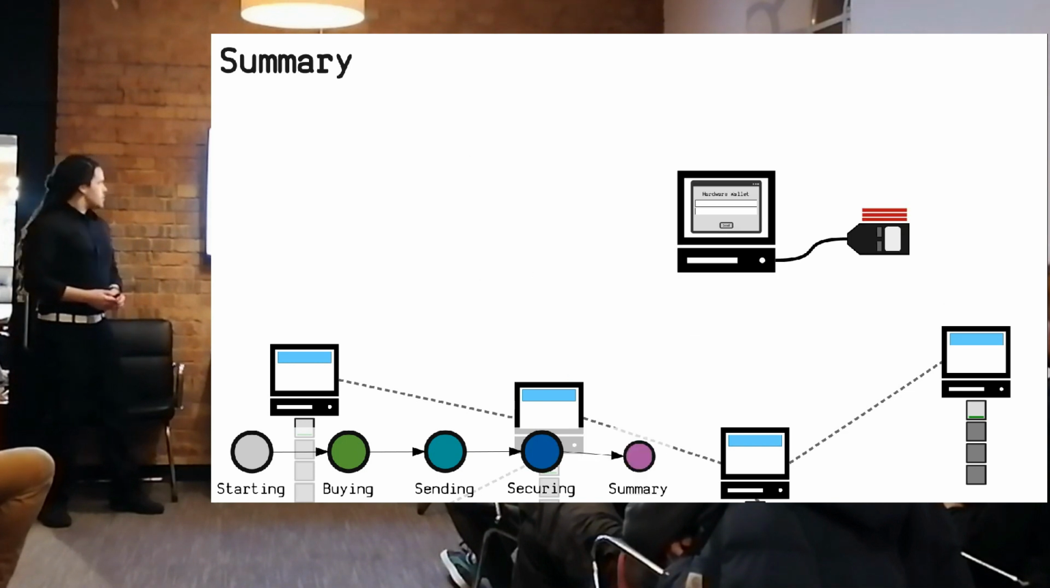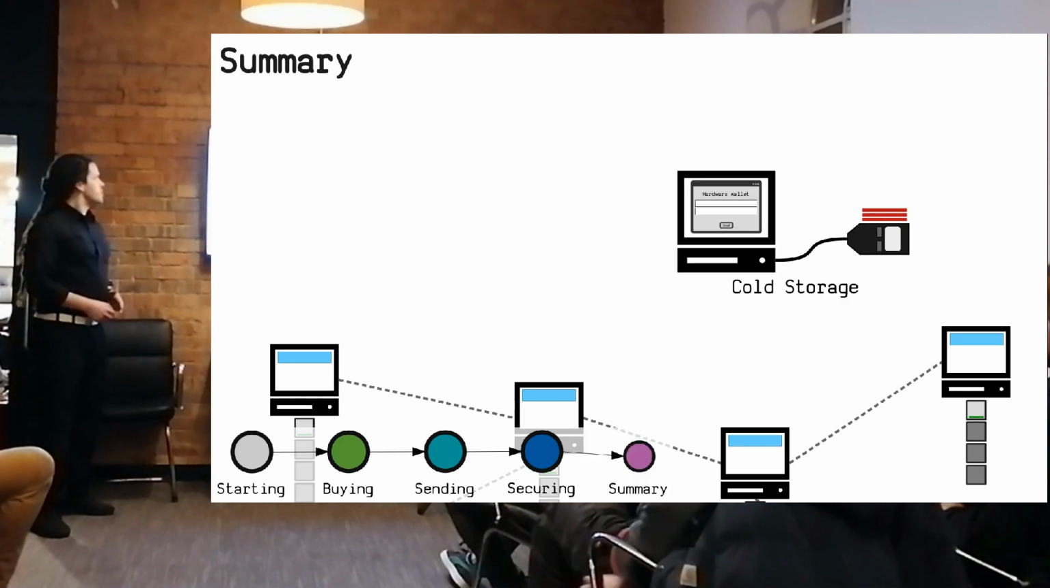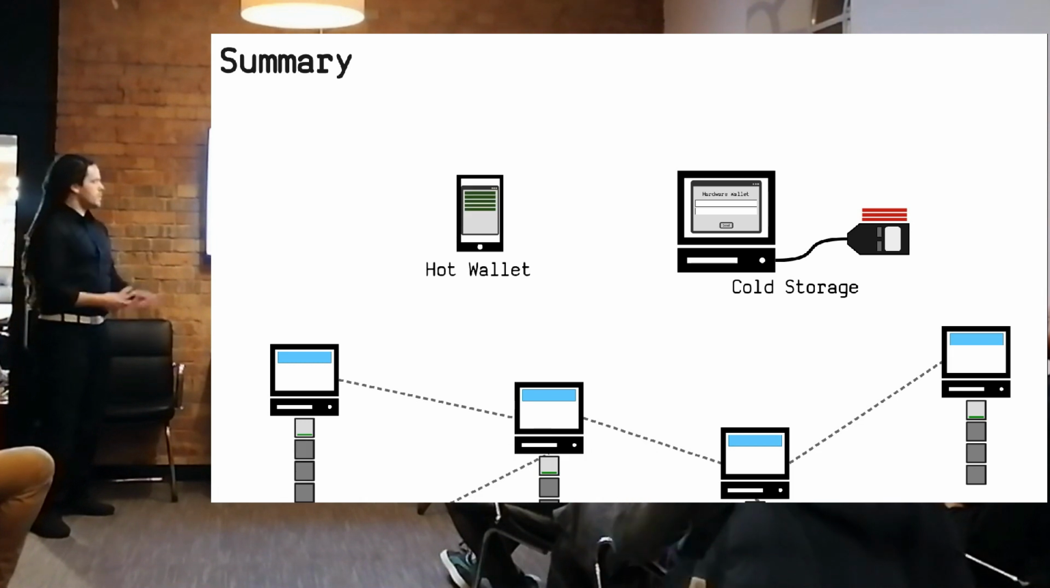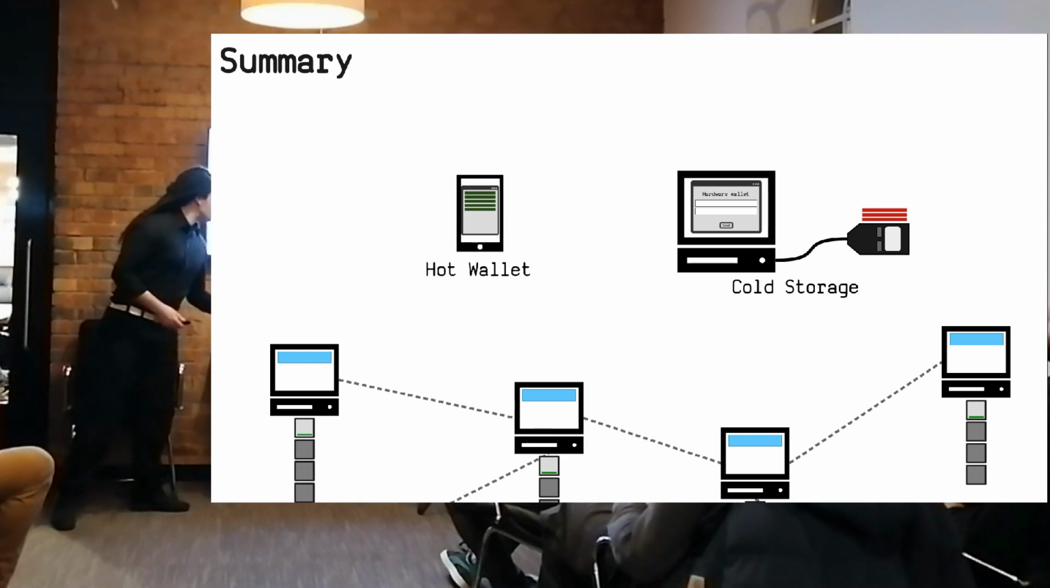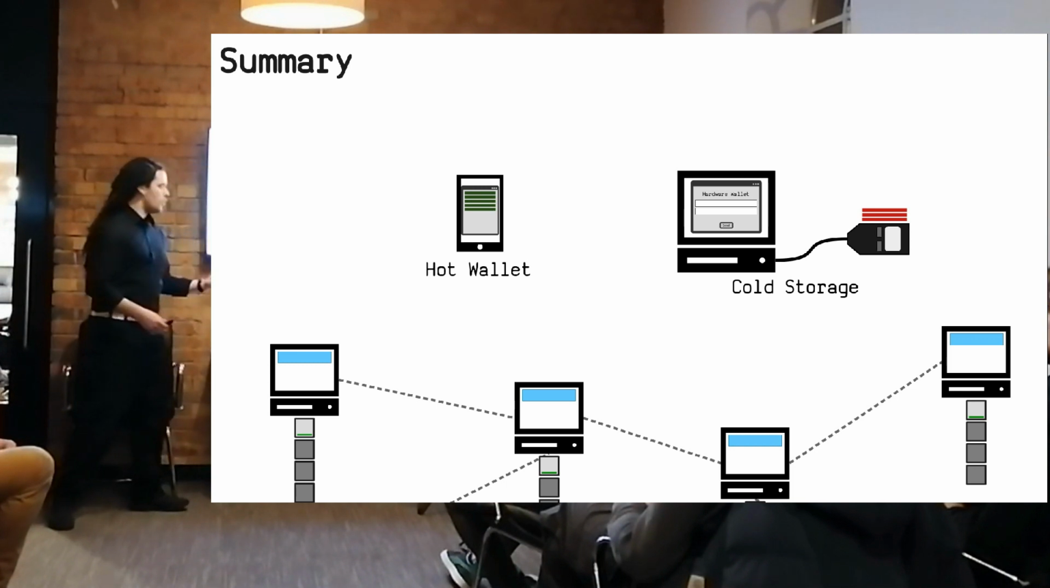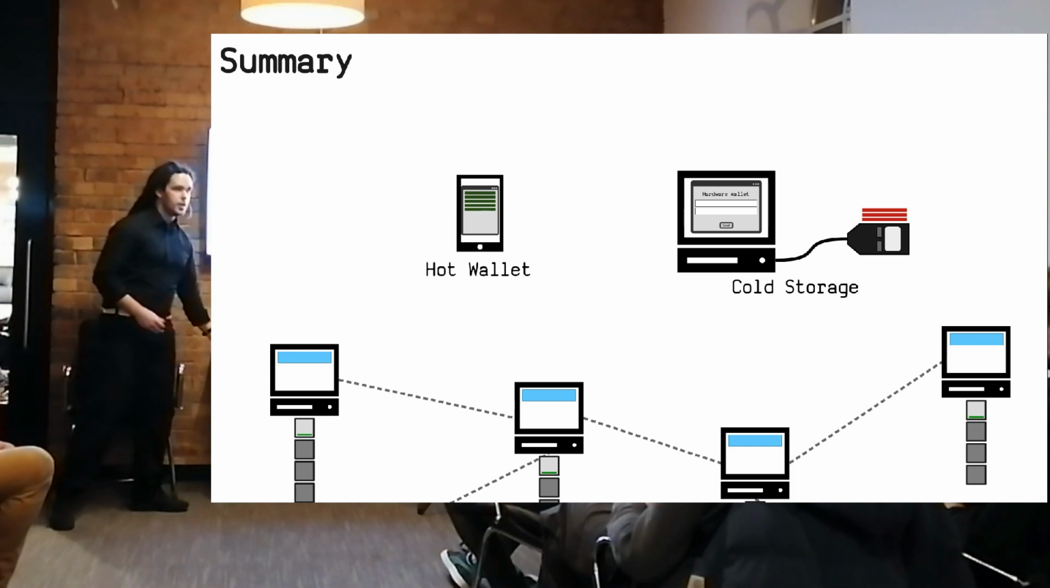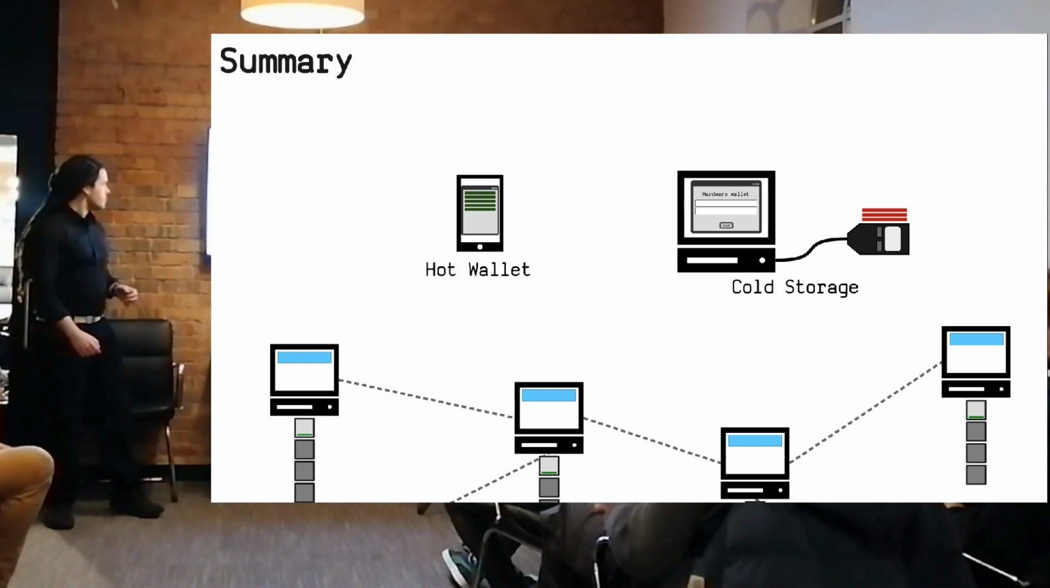So to summarize, this is called cold storage. This is a hot wallet. Most people keep their savings in cold storage for security, and then for day-to-day spending, they'll have a hot wallet on their phone or on their computer, or both. You can create as many wallets as you want.